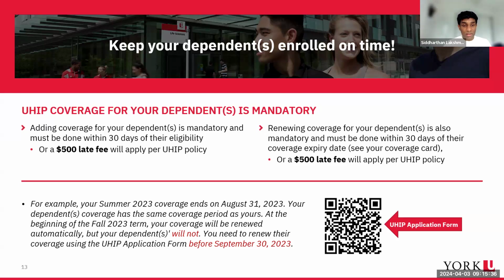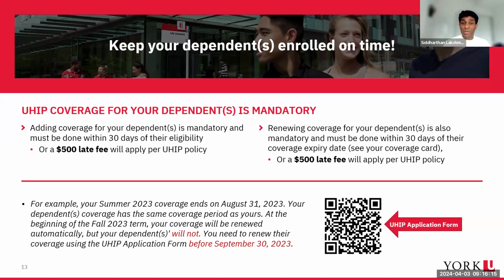As long as you're filling out the application form before that 30-day period ends, you do not need to worry about any late fees. However, if you do exceed that 30-day limit, then there is a $500 late fee that is applicable. I would like to reiterate that this is a UHIP policy, not a York University policy. So exemptions are very rare, and it's a large sum of money, so we don't want to charge this. We need to make sure that we're enrolling our dependents at the right time. Another key point to note is that renewing the coverage of your dependent is also mandatory, and it should be done within 30 days of the coverage expiry.